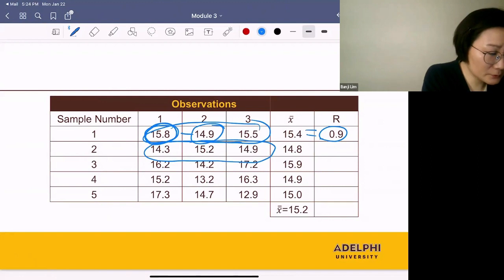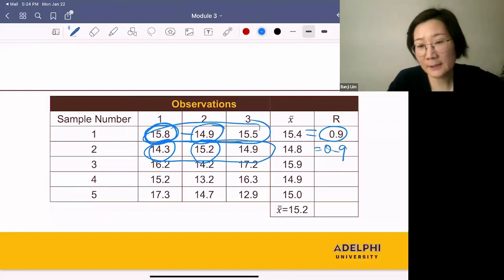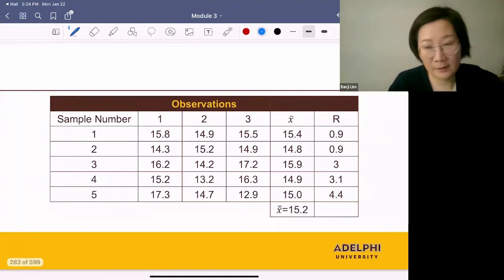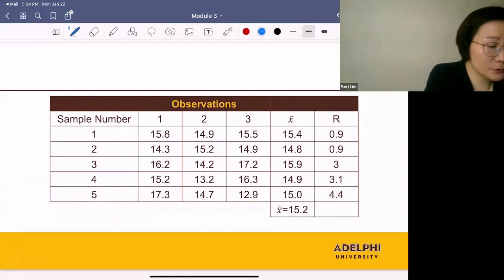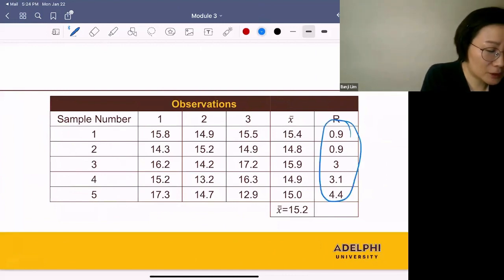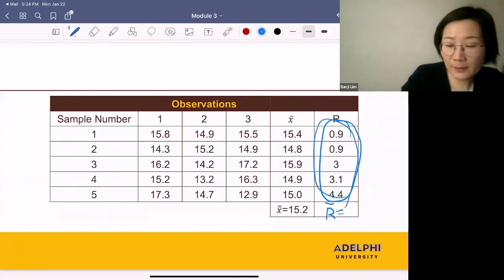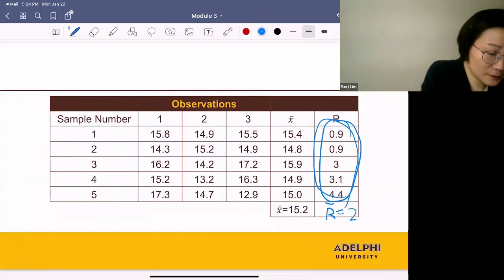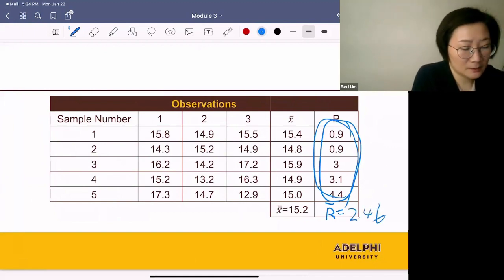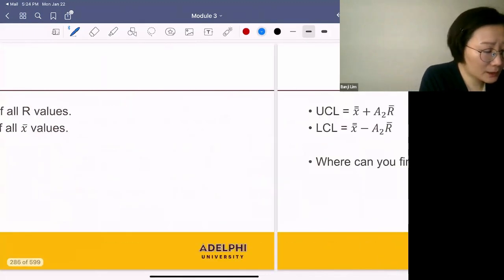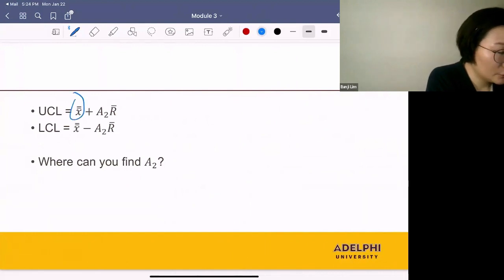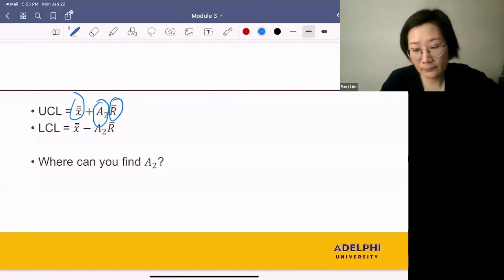Take the second sample, take the largest value, and subtract the smallest value. That's 0.9. And we repeat this. And then we compute the average of all R values, that's R bar. So add them up, divide by 5, 2.46, so that's R bar. So we found X double bar, we found R bar, then how can you find A2?